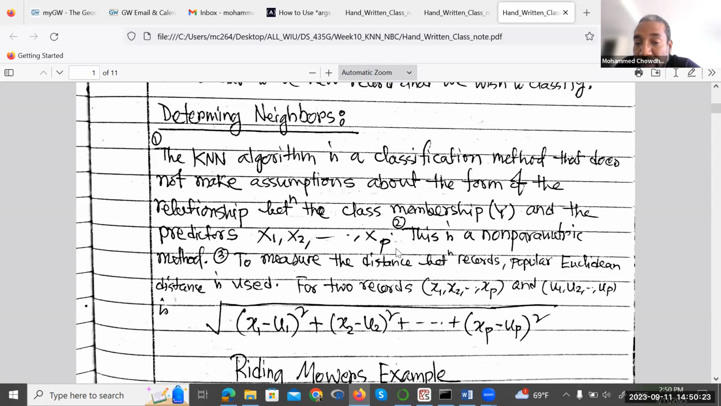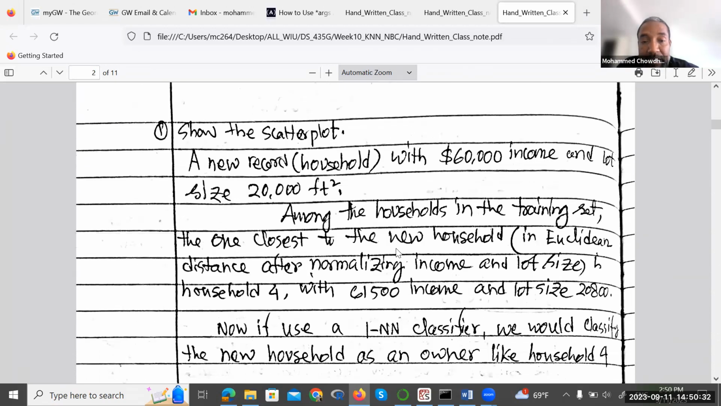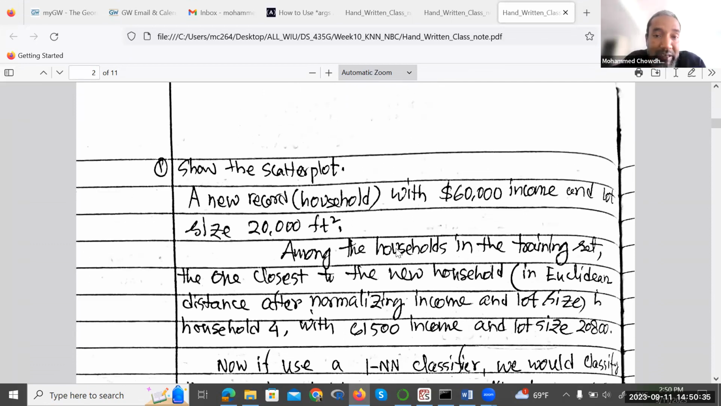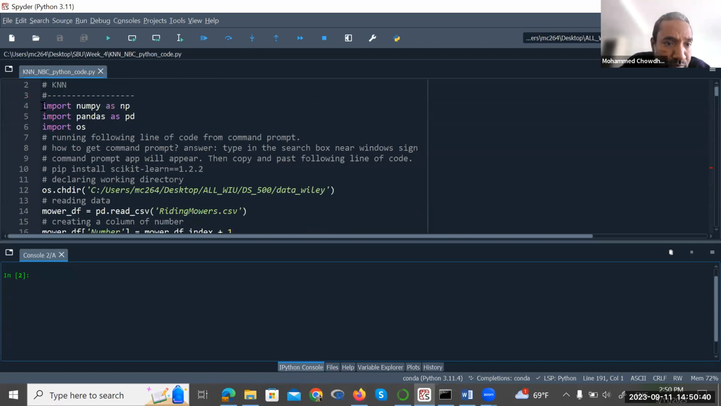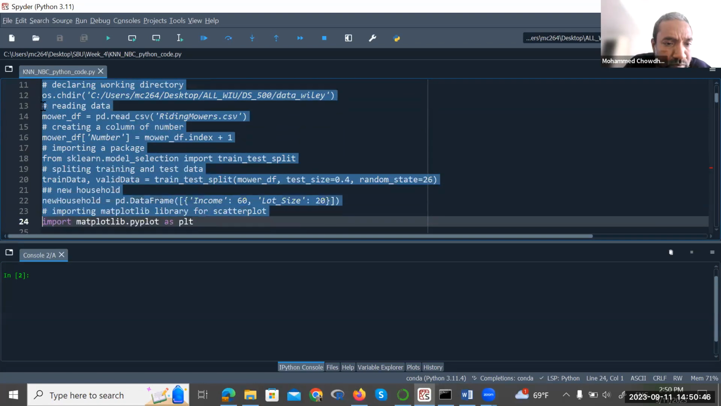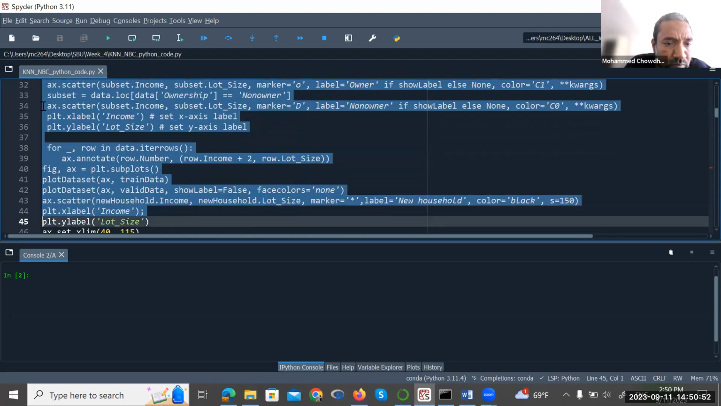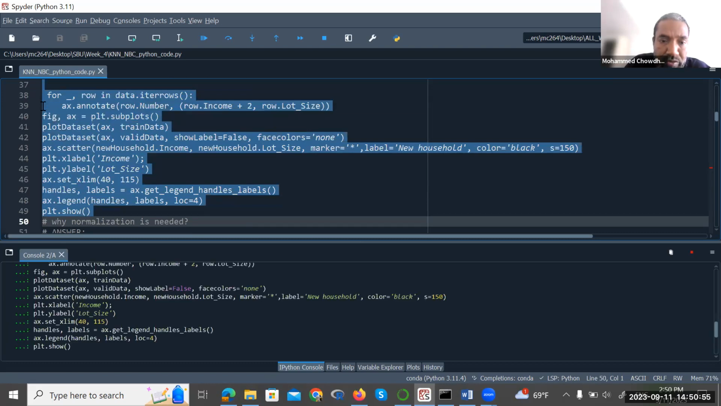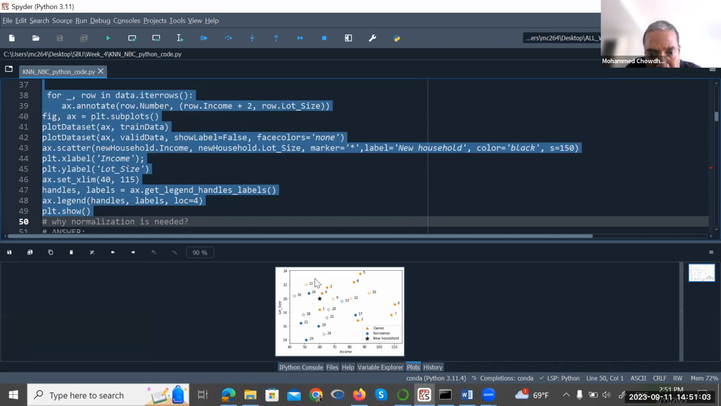To measure distance between records, the popular Euclidean distance is used. For two records, we have to compute it this way. Now, let me show you a graph from the Python code. Okay, take a look at the plot.